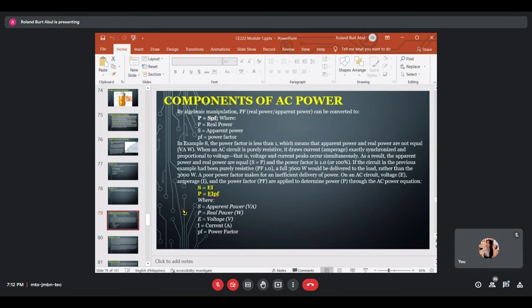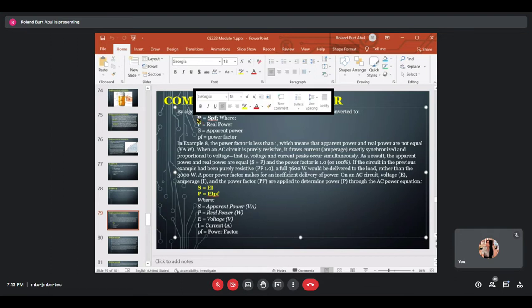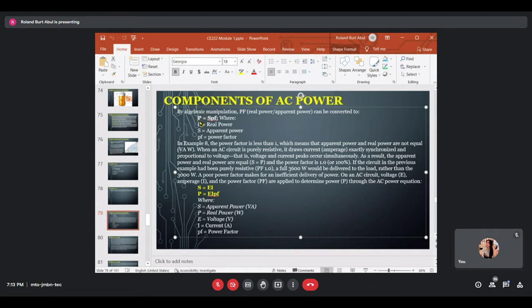So, proceed. In example 9, a building consumes 4,000 watts of power and reactive power of 3,000 var. Determine the apparent power and power factor consumed by the building. So guys, I will have you solve the apparent power first. So please solve that.